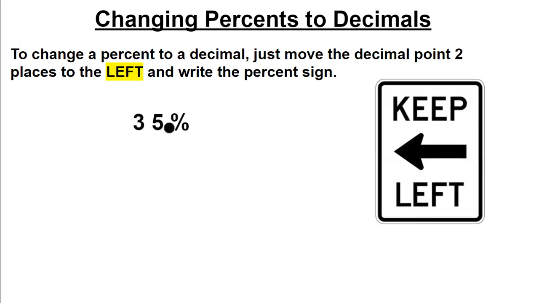So 35%, I put the decimal back in here, even though normally you would not see the decimal point, you would just say 35%. It's just assumed that you know that there's an imaginary decimal point after a number. Now we have to go 2 to the left. 1, 2, so 35% is going to become 0.35, and you're going to drop the percent sign. Let's see another one.